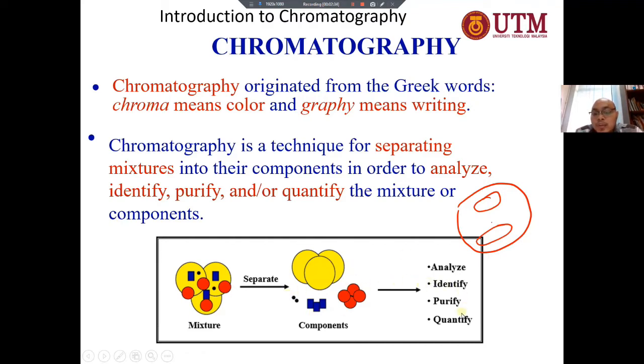For quantify, we want to know, for example, how many yellow is inside our sample, how many red in our sample, how many blue, or how many dot in our sample. So when we talk about quantify, we always look into the quantity of a certain compound or analyte of interest.